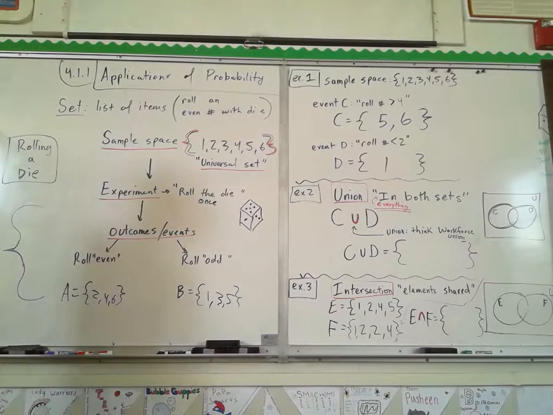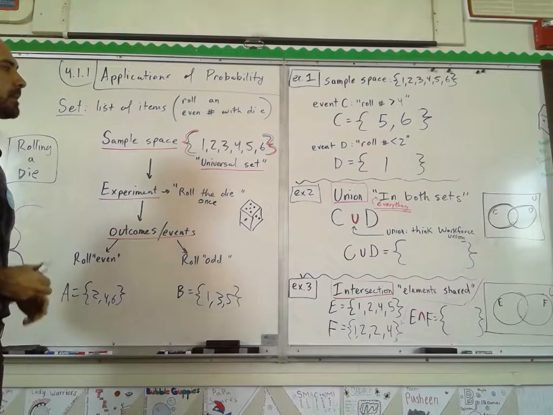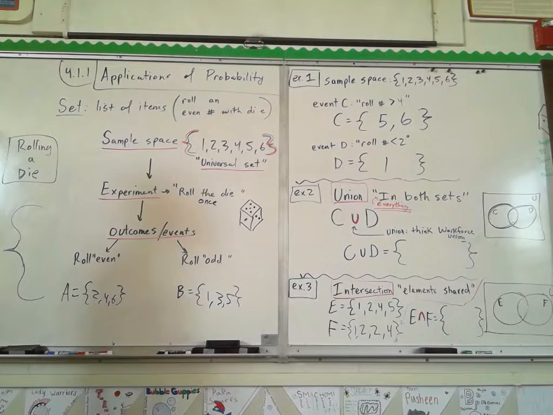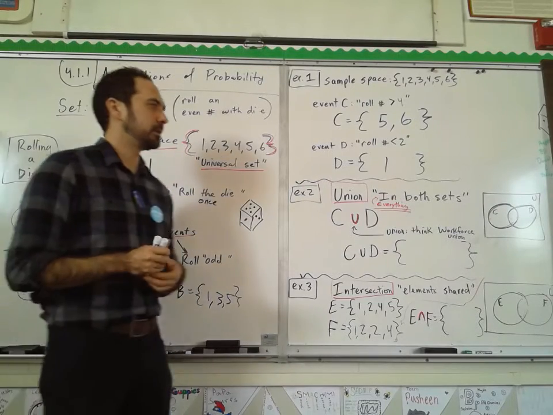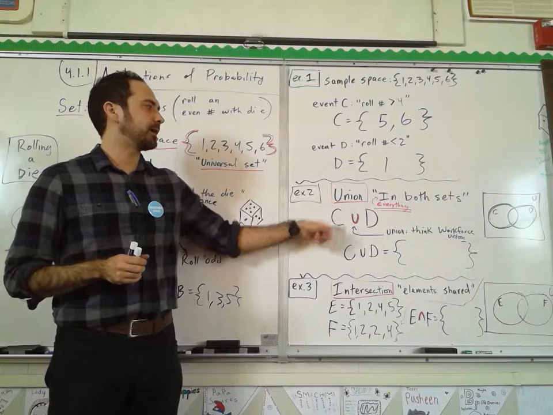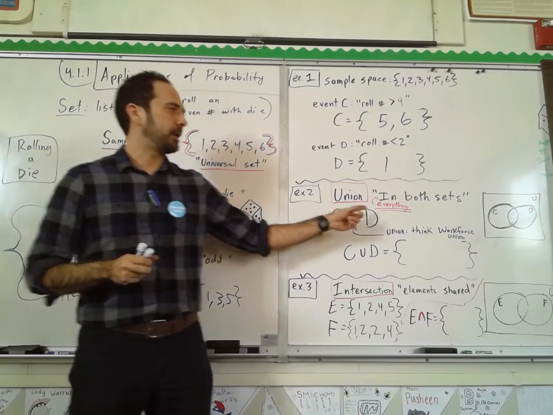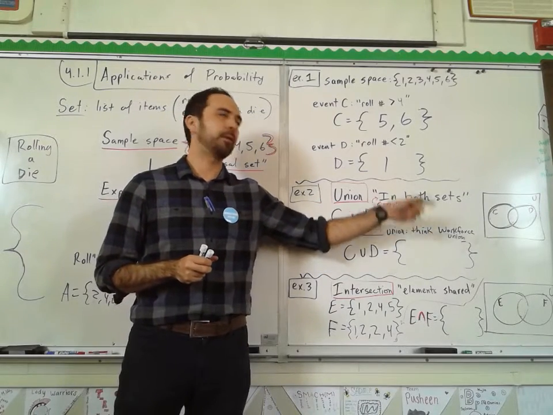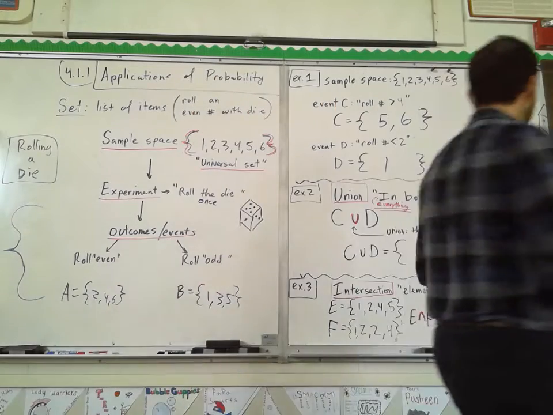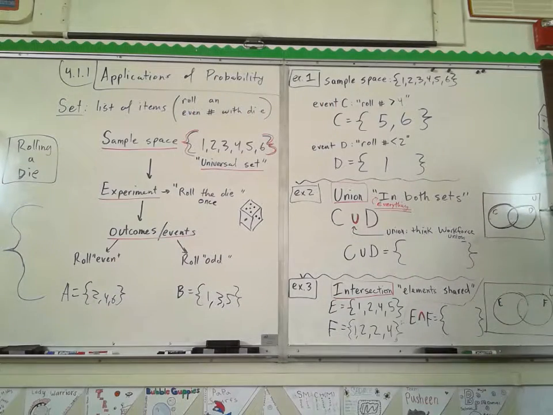All right. And then I'll give you a moment to start writing down example 2. Union is our main idea for this one. And I'll just talk about that a little bit while you're copying it. So in a union, we're looking for everything in both sets. If I'm looking at the Venn diagram here, everything in both sets is going to be everything over here in C and everything over here in D. It's going to be on both sides. Yeah, you can see that.